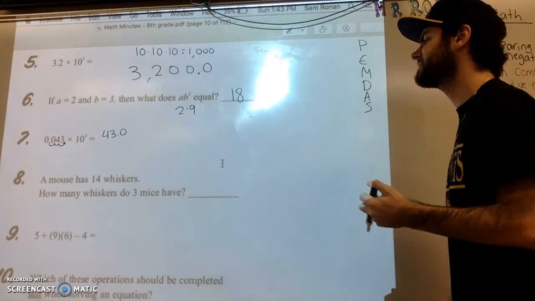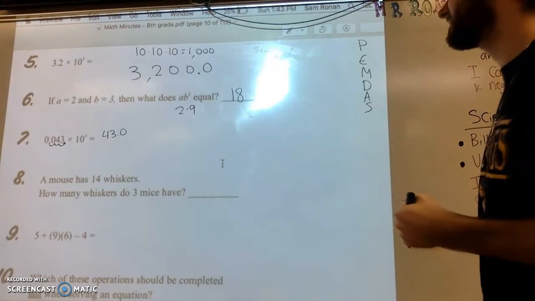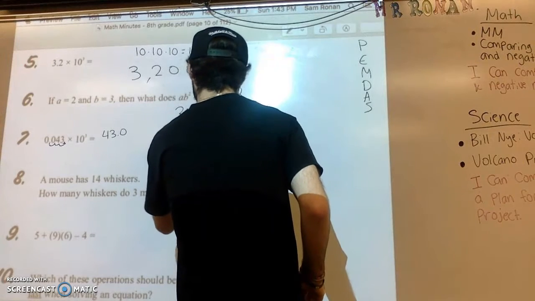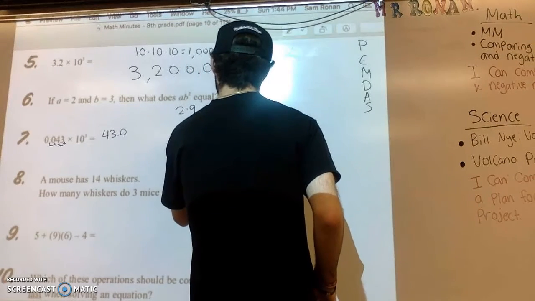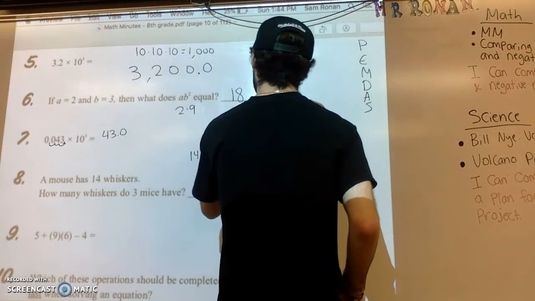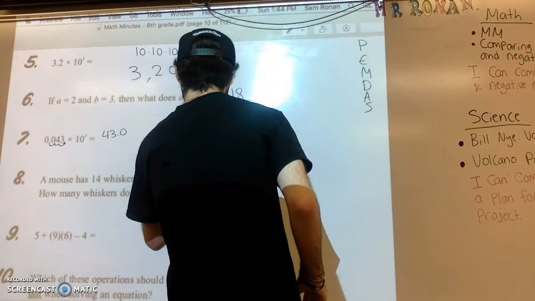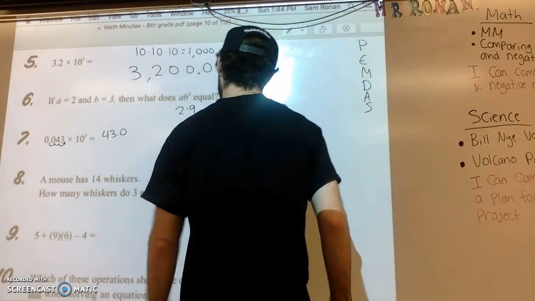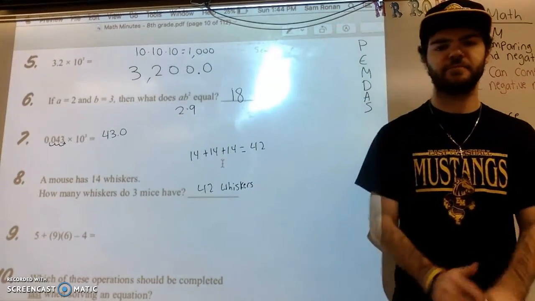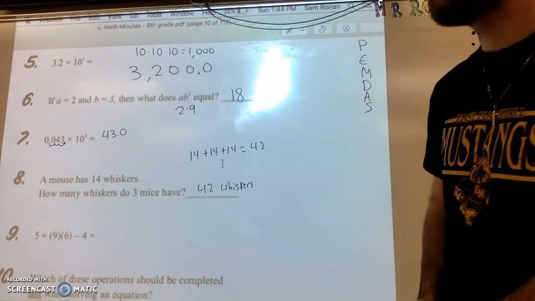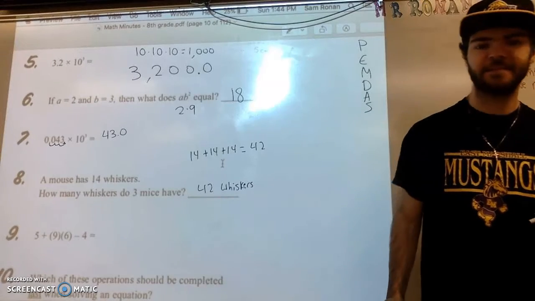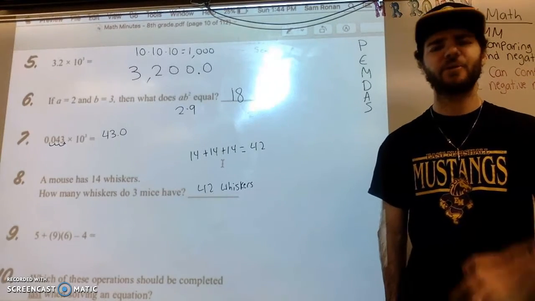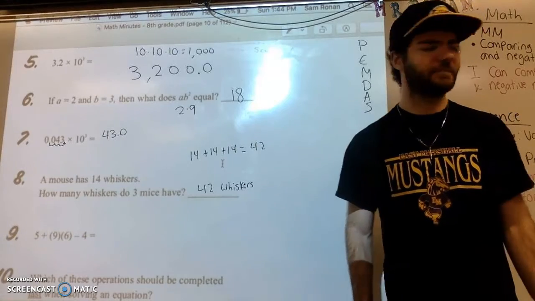Number 8, a mouse has 14 whiskers. How many whiskers do 3 mice have? Okay, so one mouse has 14, second mouse has 14, third mouse has 14. Add all those together, we get 42. 42 whiskers. So you can either add 14 3 times, or you can multiply. Or you can multiply 14 by 3. All right.